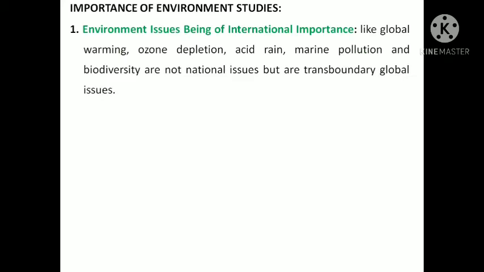Now, importance of environmental studies. First one is environmental issues being internationally important. As we discussed earlier, global warming, ozone depletion, acid rain, marine pollution, and biodiversity are not national issues, but transboundary global issues. These things are not bounded to one country. If there is a problem in India, then it may go to Pakistan, Afghanistan, Sri Lanka, the Indian Ocean, and all these will be affected.